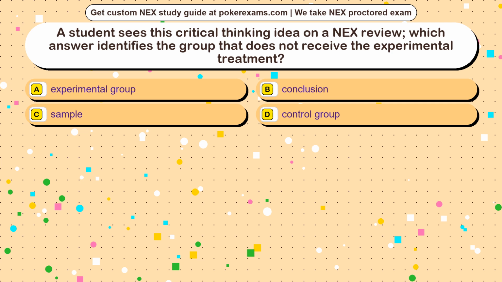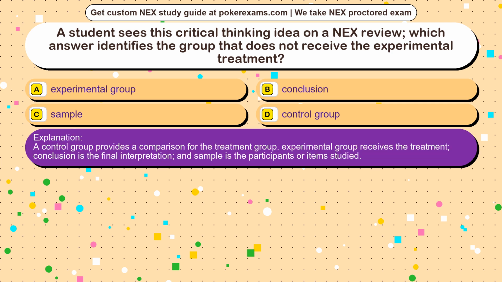The correct answer is option D. A control group provides a comparison for the treatment group. Experimental group receives the treatment, conclusion is the final interpretation, and sample is the participants or items studied.